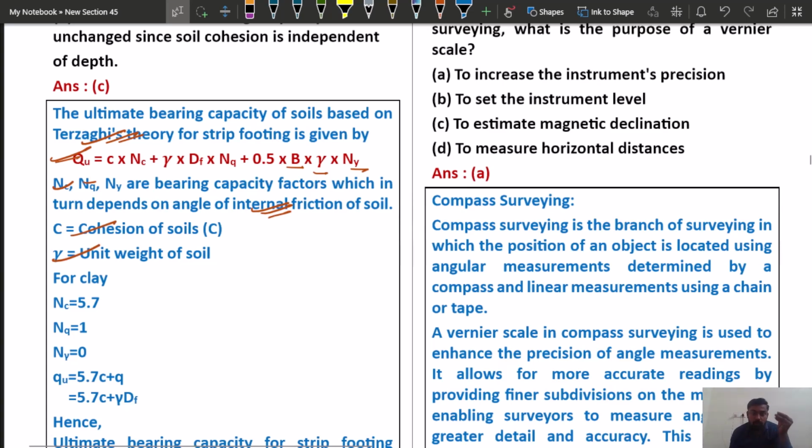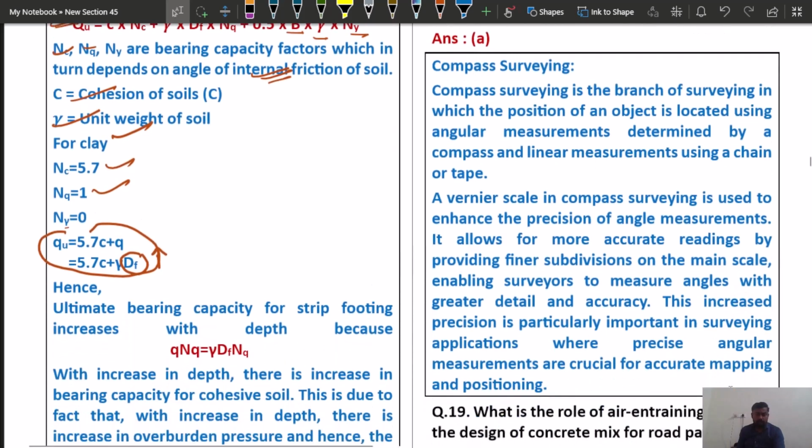Now we are talking about a cohesive soil like clay, where the value of Nc is 5.7, Nq equals 1 and Nγ equals 0. We will find q = 5.7C + γDf. Here we can see that if γDf increases, qu also increases, which means the ultimate bearing capacity of the footing increases with the depth.